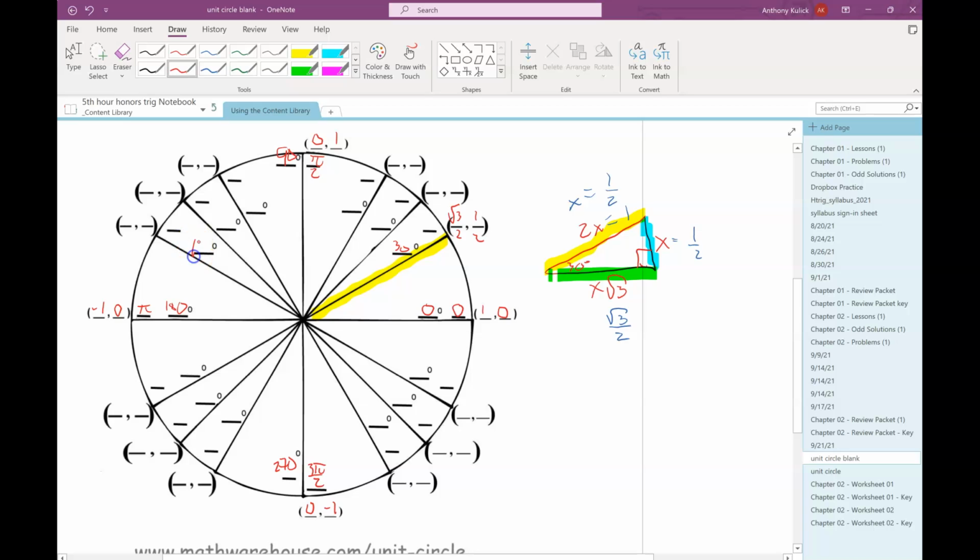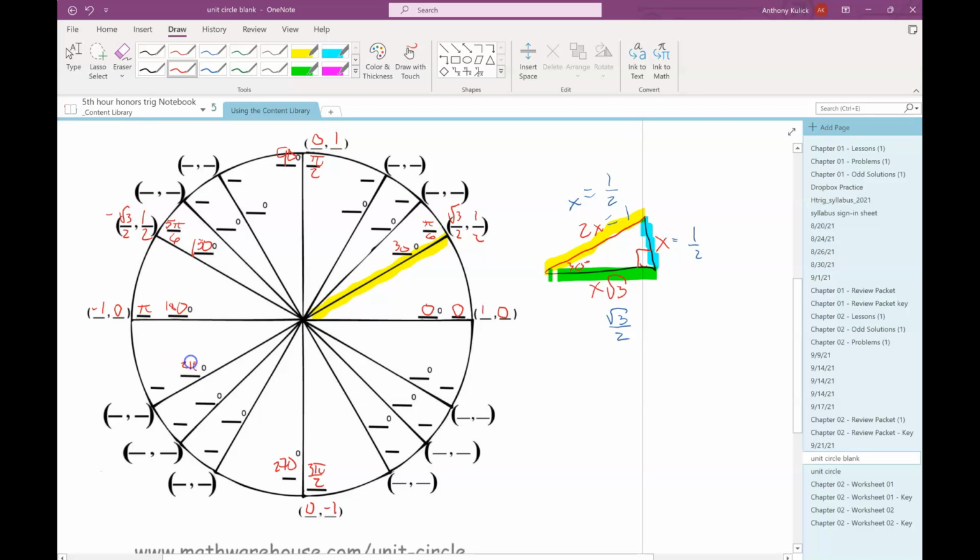This spot over here at 150 degrees also makes a reference angle of 30 degrees. Oh, by the way, 30 degrees is pi over 6, and 150 degrees is 5 pi over 6. So the coordinate here needs to be the same, except since we're in the second quadrant, the x coordinate needs to be negative.